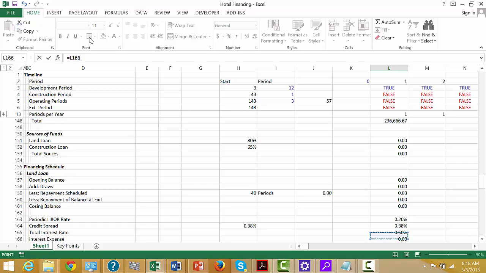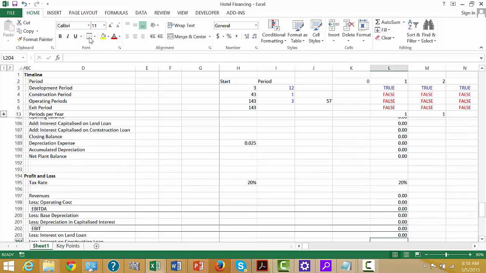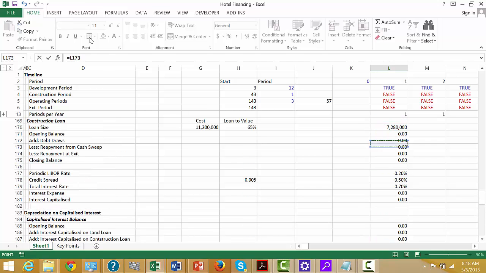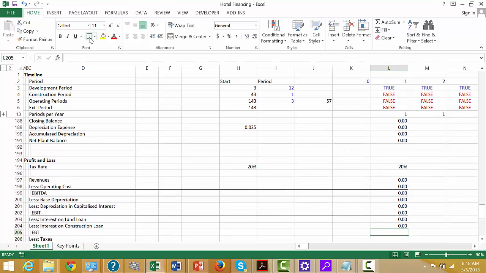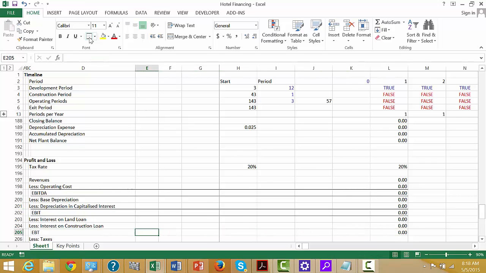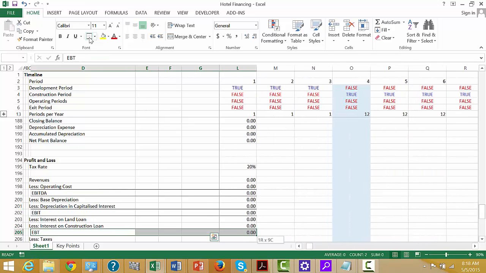and then we can get the interest expense from the land loan. Okay, there, and then we can get the interest expense from the construction loan. Okay, and then we can make another subtotal, this one minus this one minus this one. Oh, I think I could have just done that. Oops. And put another subtotal.